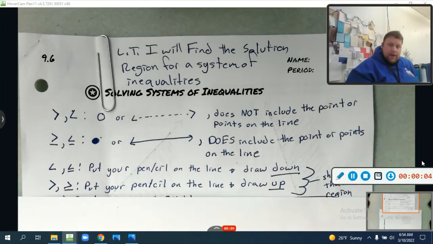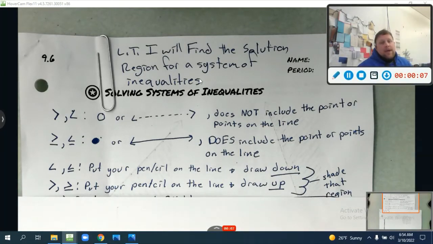All right, it is 9.6. And the learning target is, in my awesome handwriting, I will find the solution region for a system of inequalities. We're talking about inequalities here. Take a moment. You're going to want to pause this and write all this down.